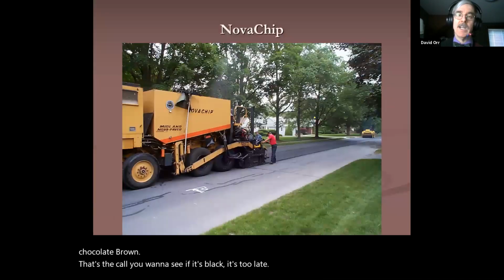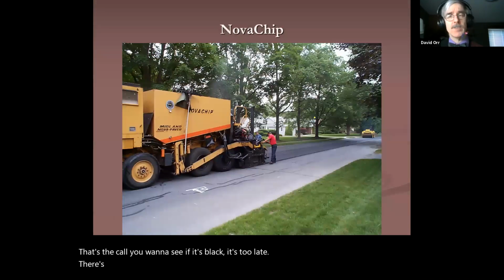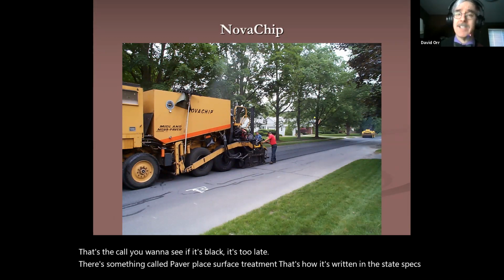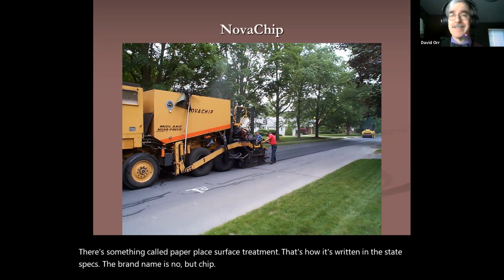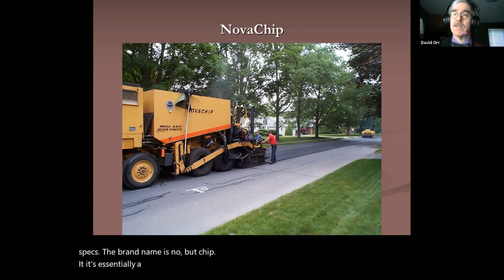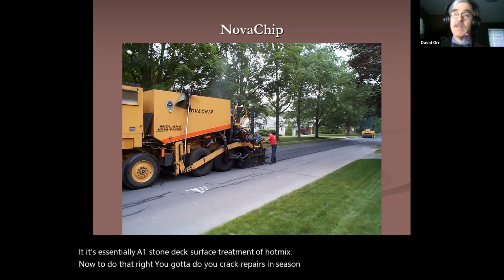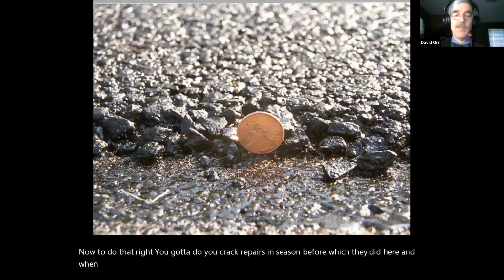Okay. There's something called paver plate surface treatment. That's how it's written in the state specs. The brand name is Nova Chip. It's essentially a one stone thick surface treatment of hot mix. Now, to do that right, you got to do your crack repairs a season before, which they did here. And when you place it, it's not very thick.